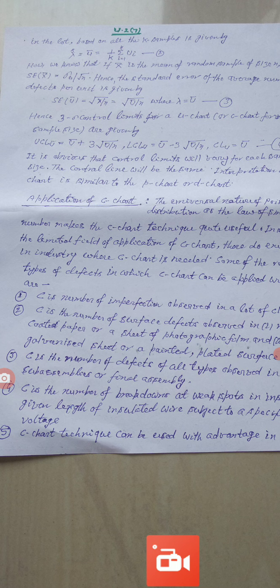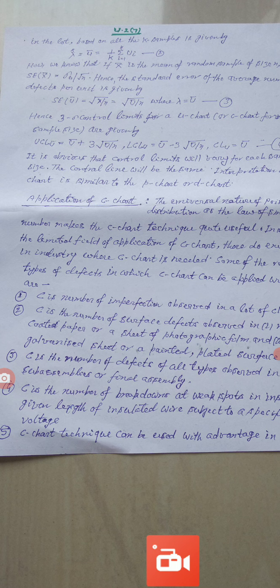It is obvious that the control limits will vary for each sample size. The central line will be the same, and the interpretation of this chart is similar to the P chart and D chart. So this is all about your C chart.